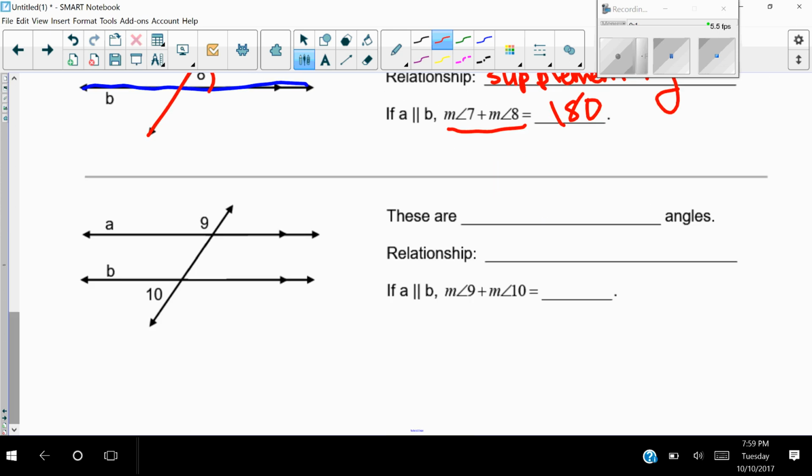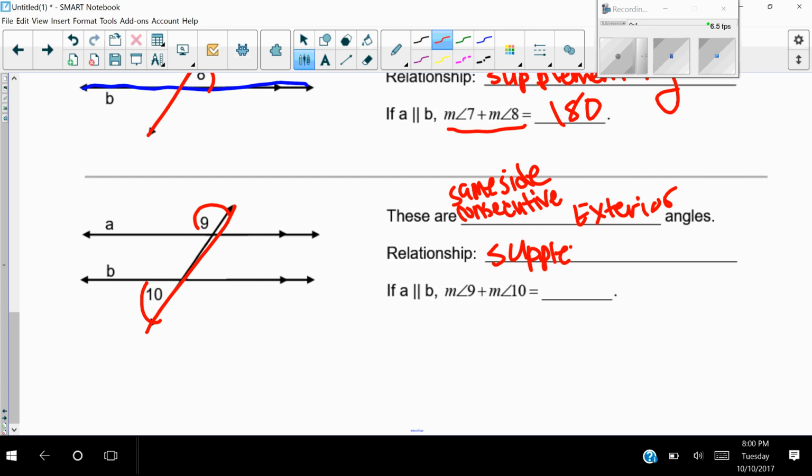Same thing for this one. We have our transversal. 9 is on the left-hand side and 10 is on the left-hand side, but they're both exterior. So we call them same side or consecutive, same thing, same side or consecutive. And write same side above it. And they're both outside angles, exterior. And their relationship is also supplementary angles, which means the measure of angle 9 plus the measure of angle 10 adds up to equal 180. They add up to equal 180.